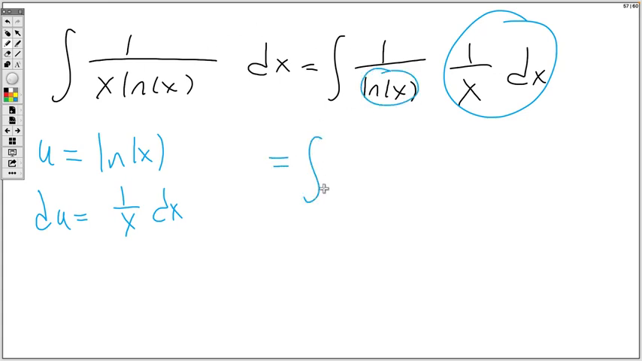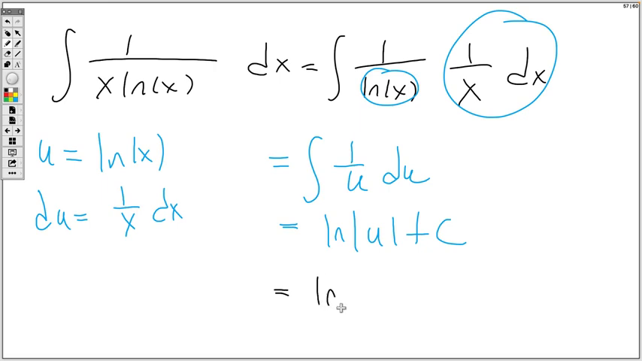And so in the land of u, this turns into a 1 over u du. And this is one of the new integration formulas. This is the natural log of the absolute value of u plus c. So natural log absolute value of natural log x plus c.